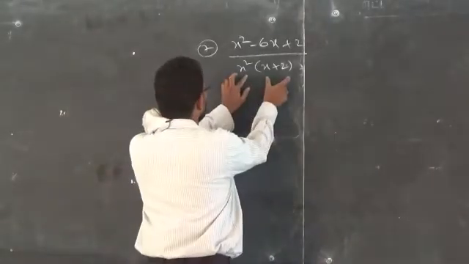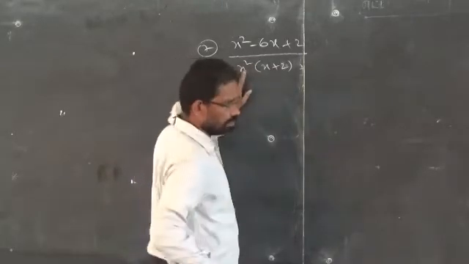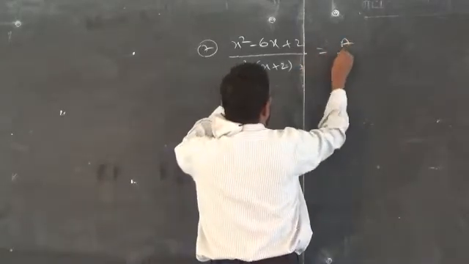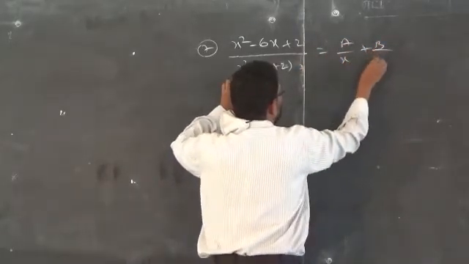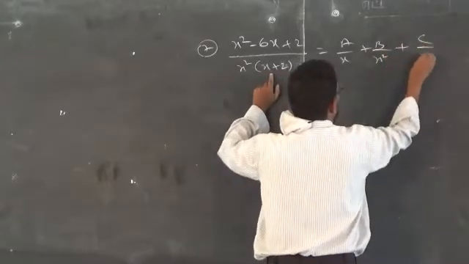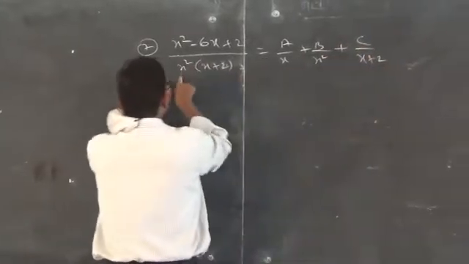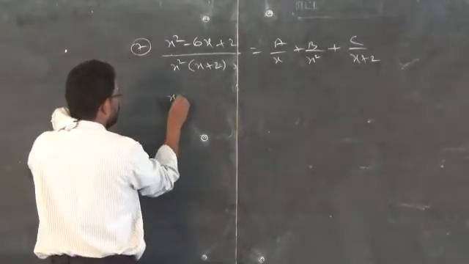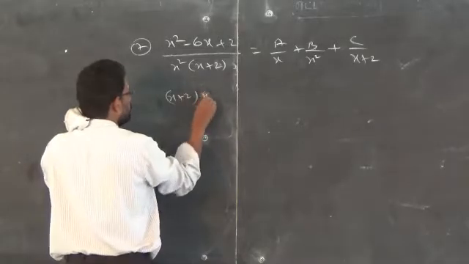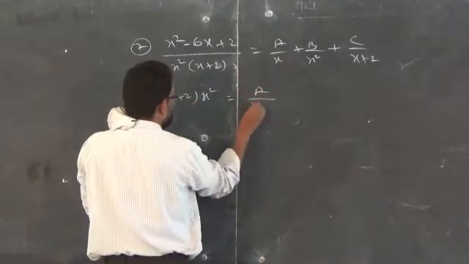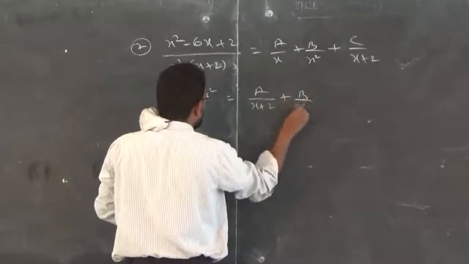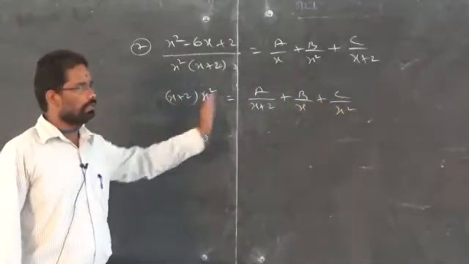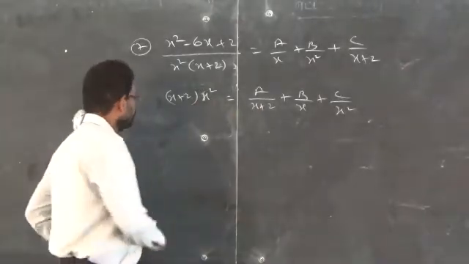So again, how many factors do we have? Two factors, but one is repeated. That is very important. One factor is repeated. So how do you write? A by x plus b by x square plus c by x plus 2. If the factors are interchanged in the denominator, for example x plus 2 into x square, then you have to write a by x plus 2 plus b by x plus c by x square. So depending upon the question, you have to interchange and write. Clear?